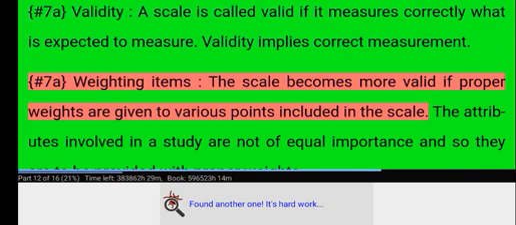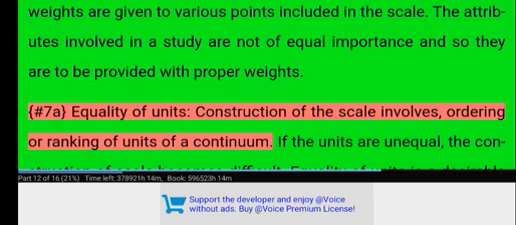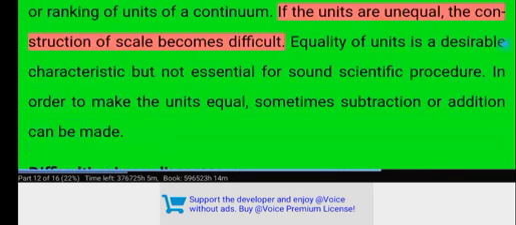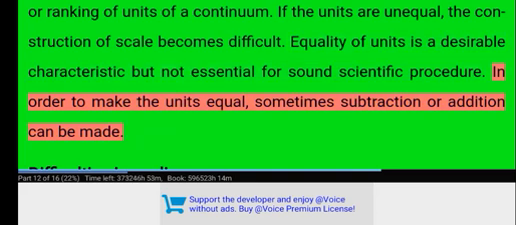4. Weighting items. The scale becomes more valid if proper weights are given to various points included in the scale. The attributes involved in a study are not of equal importance and so they are to be provided with proper weights. 5. Equality of units. Construction of the scale involves ordering or ranking of units of a continuum. If the units are unequal, the construction of scale becomes difficult. Equality of units is a desirable characteristic but not essential for sound scientific procedure. In order to make the units equal, sometimes subtraction or addition can be made.